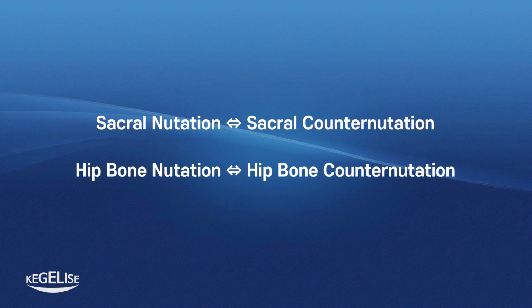The movement of counternutation is opposite to the movement of nutation. The forward tilt of the sacrum is called sacral nutation, and the backward tilt of the sacrum is called sacral counternutation. The inward tilt of the hip bone is called hip bone nutation, and the outward tilt of the hip bone is called hip bone counternutation.